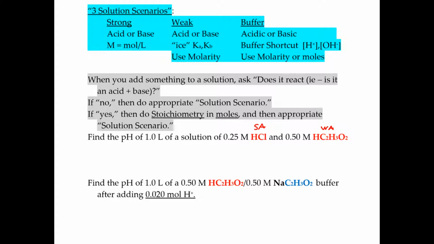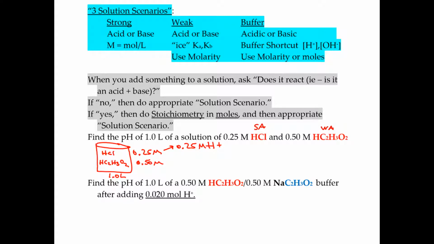So if we're going to draw a quick sketch of this, you'll see that you have a beaker here that has 1 liter of HCl, and you're also going to have HC2H3O2 in here. They don't react with one another. It's 1 liter. You have a molarity of 0.25 of this, and then 0.5 of this. So you know that that's going to be 0.25 molar H plus, which of course you'll also have 0.25 molar Cl minus, which we don't really care about right now.